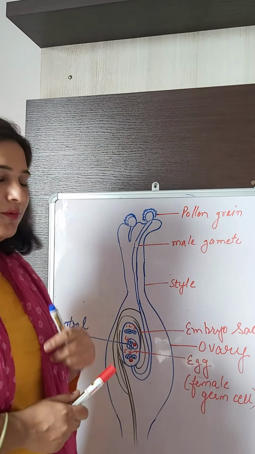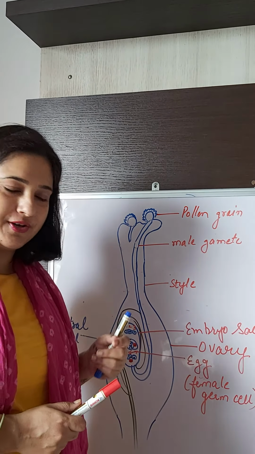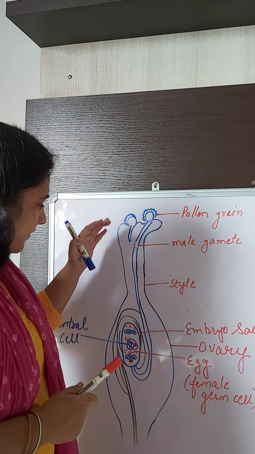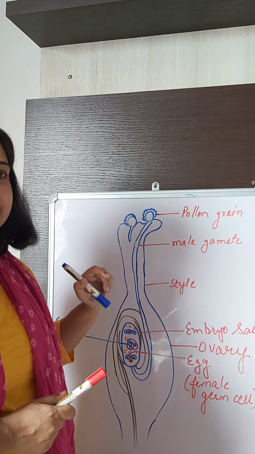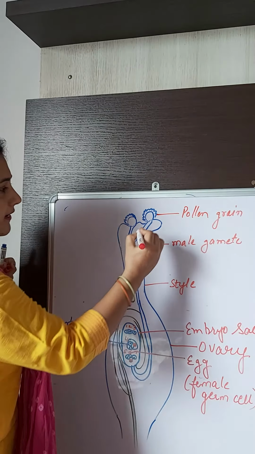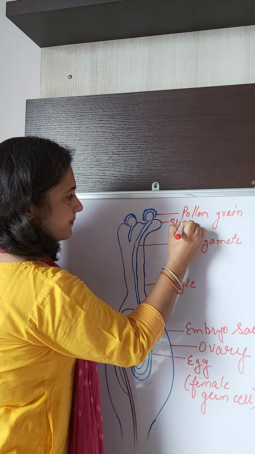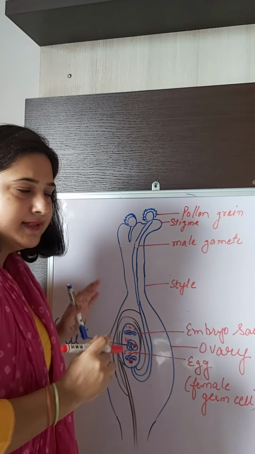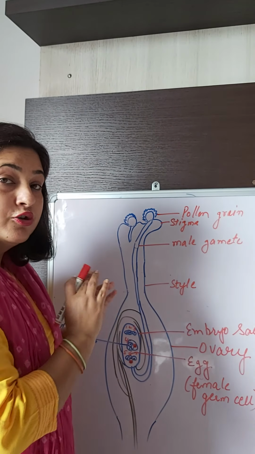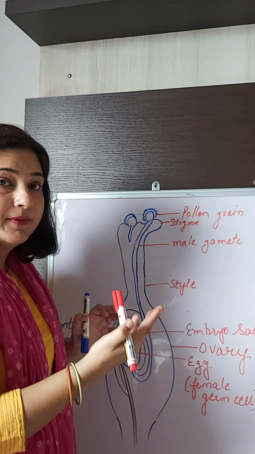Now let's continue with sexual reproduction in flowering plants. This diagram is of the germination of pollen grain on the stigma. This is the stigma. Now we have done that pollination occurs and the pollen grains land on the stigma. Not all the pollen grains will develop the pollen tube.